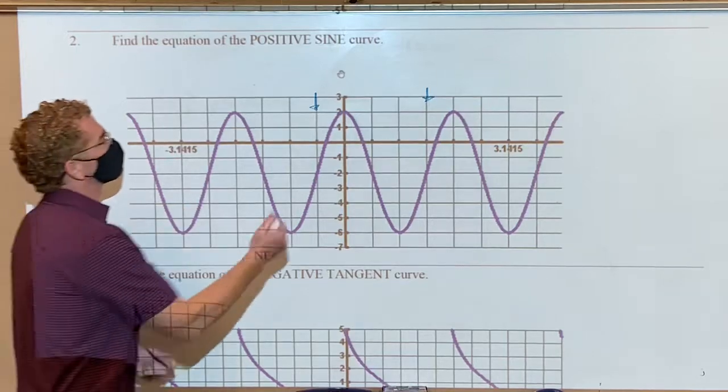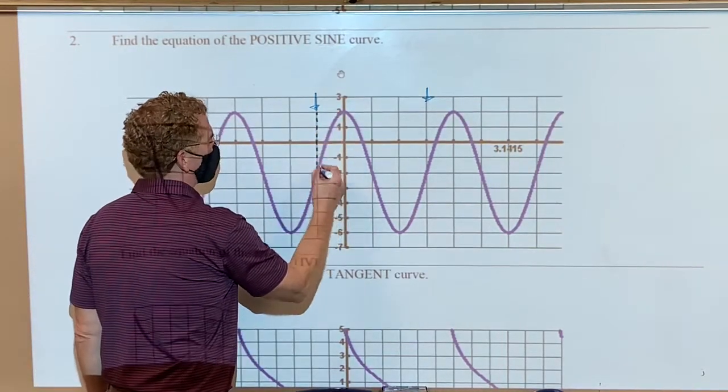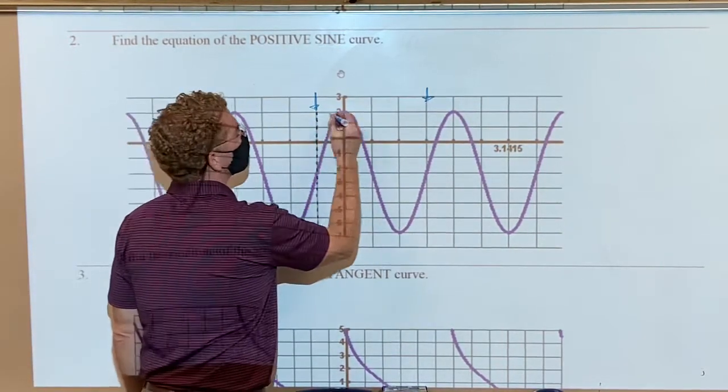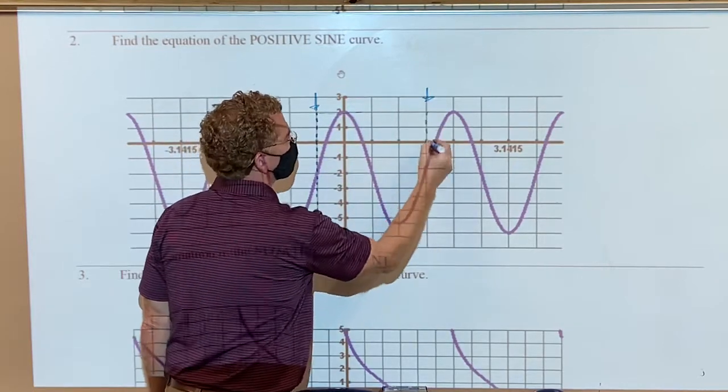Anyway, so right here, if I put a box around the positive sine, it would bump up, bump down, it would end here.